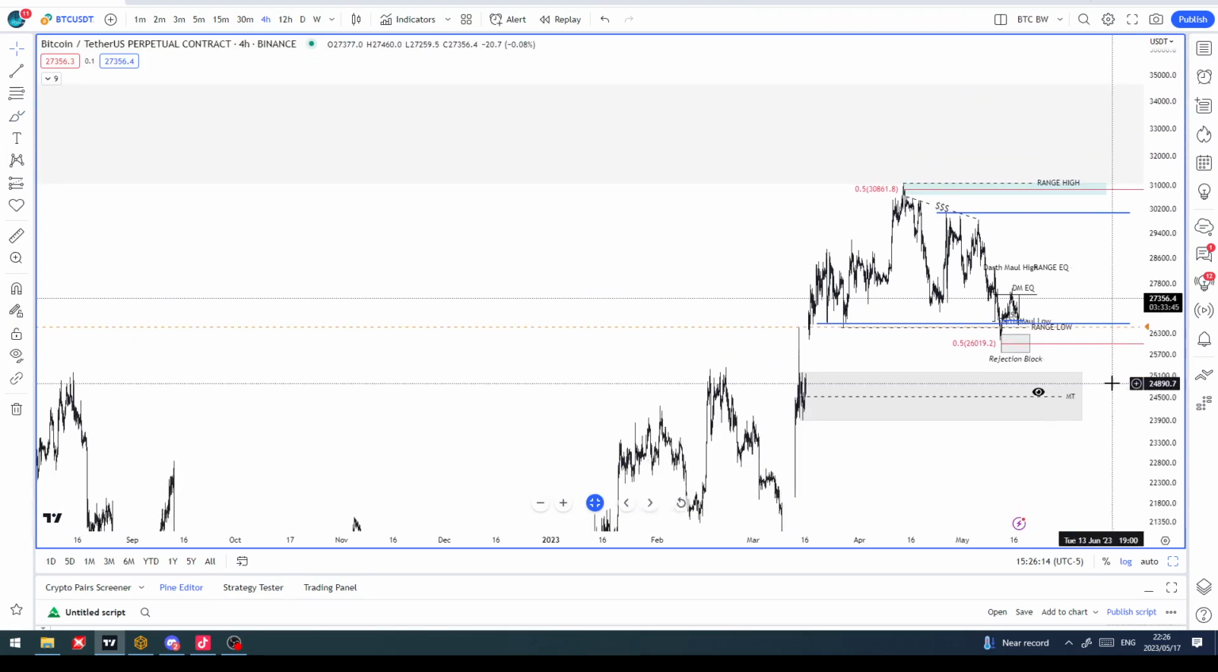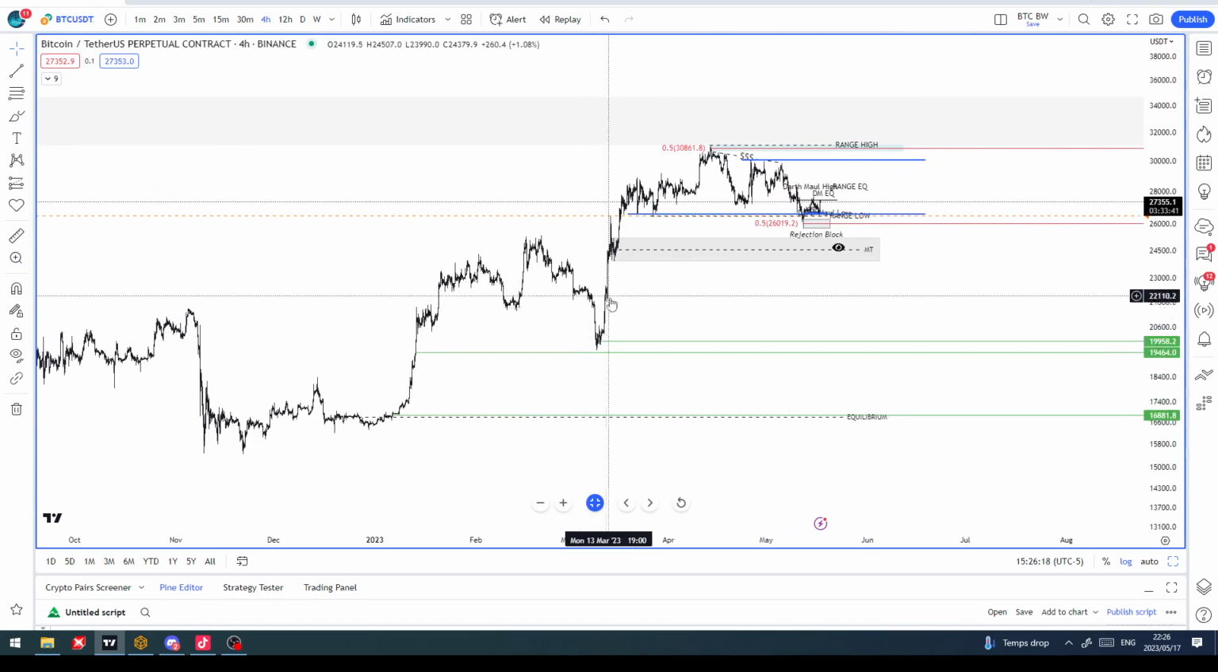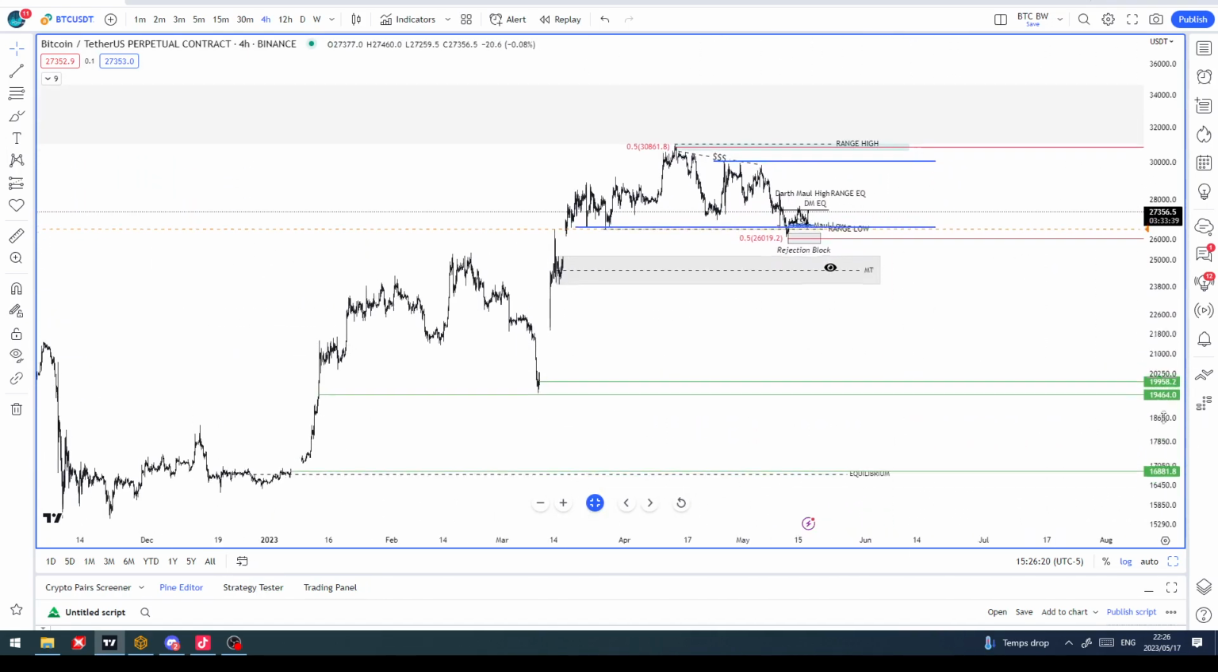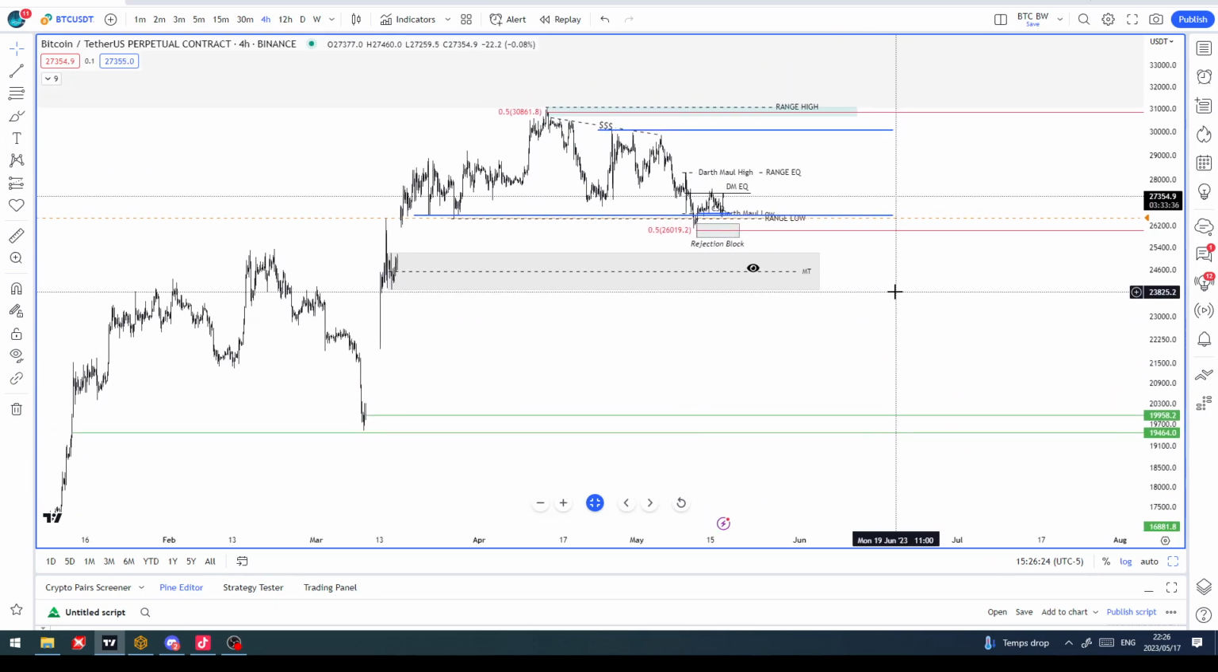So where to next? I'd say, in fact, if that high where you have the blue line, that is an intermediate term high, gets taken, it won't prevent price from going up to new highs.